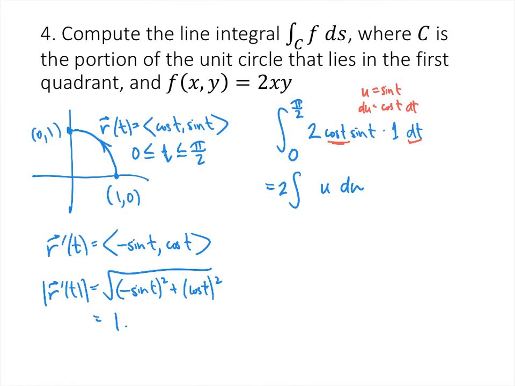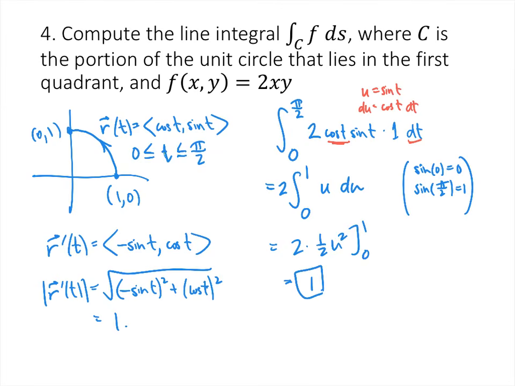And my new bounds, well, t started at 0, so u is going to start at the sine of 0, which is 0. And then t went up to pi over 2, and so u will go up to the sine of pi over 2, which is 1. So that's just plugging the old bounds into my substitution function to get my new bounds. So the antiderivative of u is going to give me 1/2 u squared. Plug in 1, plug in 0, and subtract, and so I just get 1.